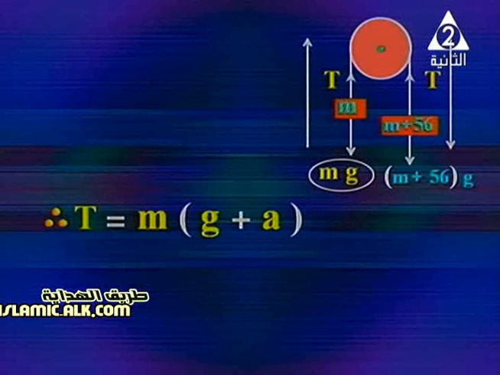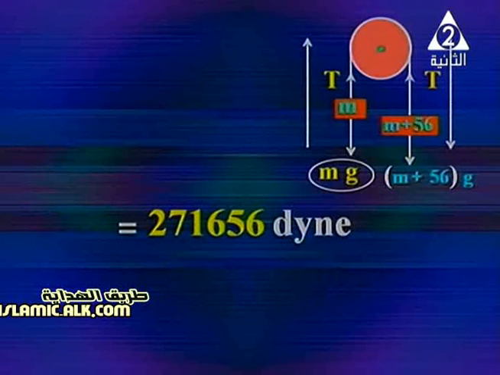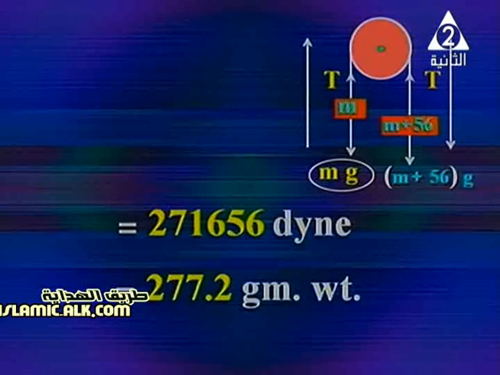Since T equals m times (g plus a), we find the value of T by substitution of m, g and a. Then T equals 271,656 dyne, divided by 980 to convert from dyne to gram weight, which gives about 277.2.